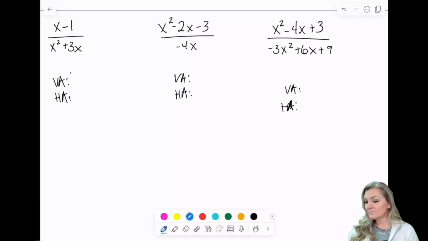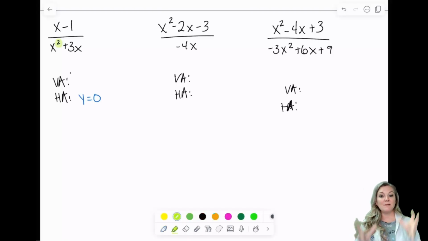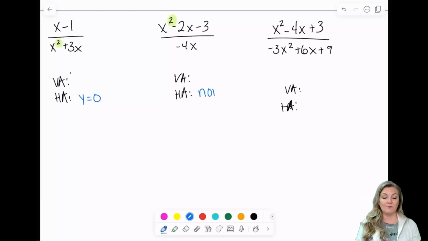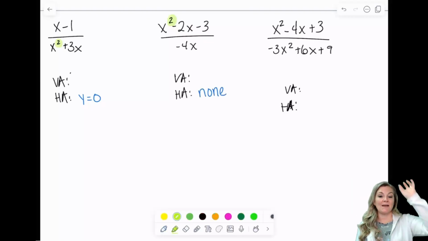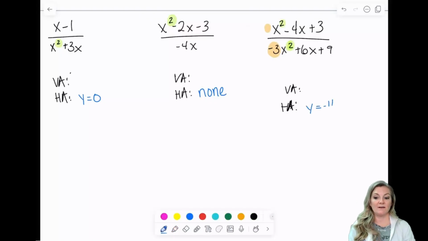So this first one is a BOBO, bigger on bottom, because I have a squared on the bottom. So bigger on bottom means my horizontal asymptote is 0. This middle one is a bigger on top. I have the squared and a 1. Bigger on top, no horizontal asymptote. And this last one, I have a squared and a squared. It's an EATSDC, so I have 1 over -3. So my horizontal asymptote is y equals -1/3.